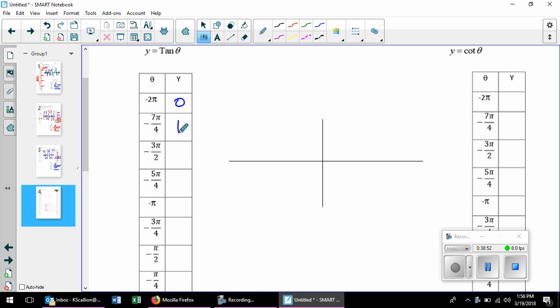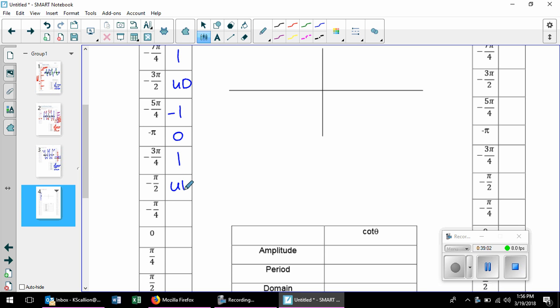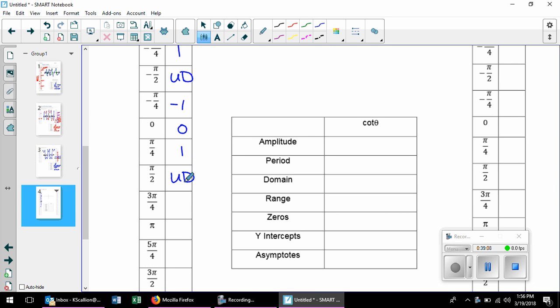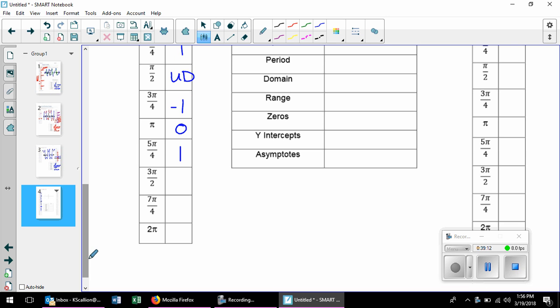0, 1, undefined, -1, 0, 1, undefined, -1, 0, 1, undefined, -1, 0, 1, undefined, -1, 0.